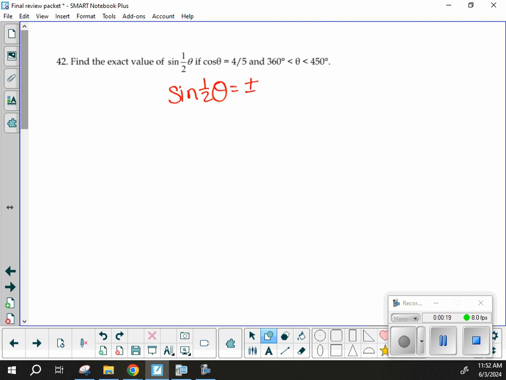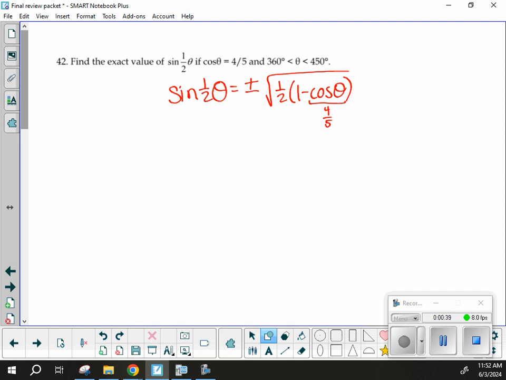looks like this: plus or minus the square root of 1/2 times the quantity 1 minus cosine of theta. They have x, but I'm just switching to theta because they're giving us info about degrees. Now, what we need to do is, one, just plug in this cosine of theta that we're given. So we'll put 4/5 in here eventually.